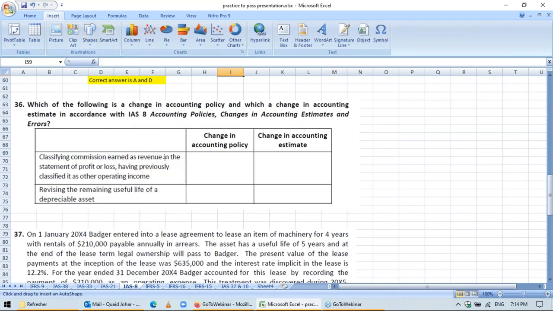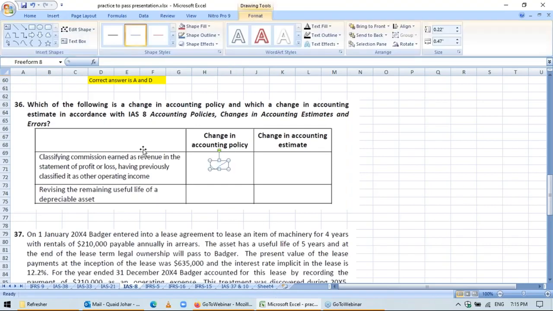So students, changing a rule to account for a transaction is an accounting policy. Over here, they are changing the commission earned from revenue to other operating income, or sorry, from other operating income to revenue. So that's a change in accounting policy. They have changed the rule, right?